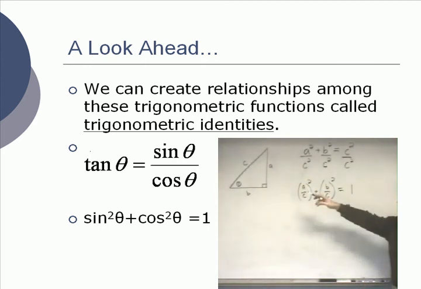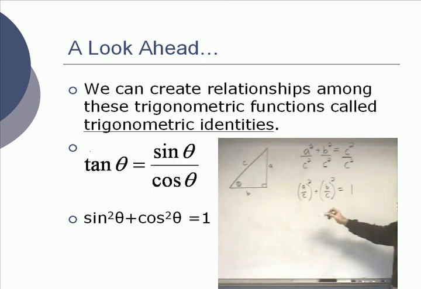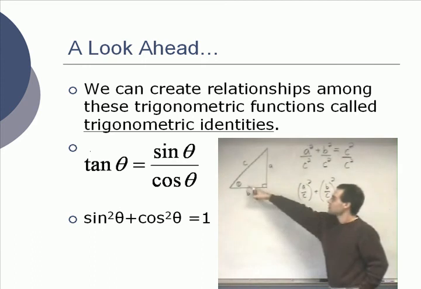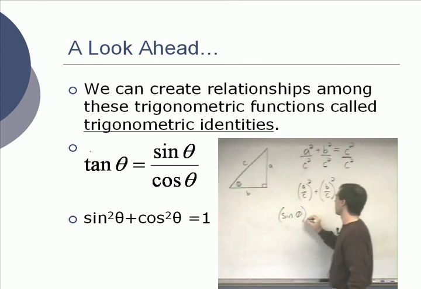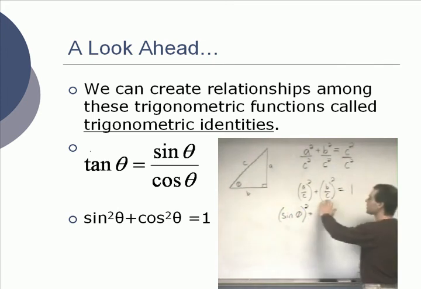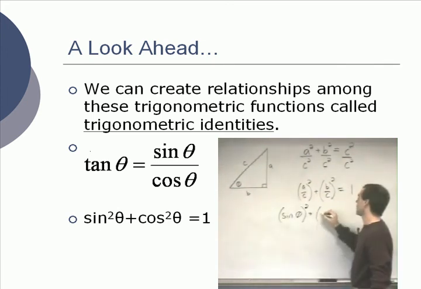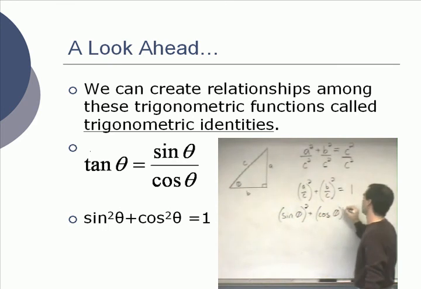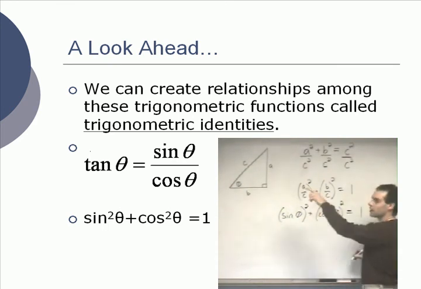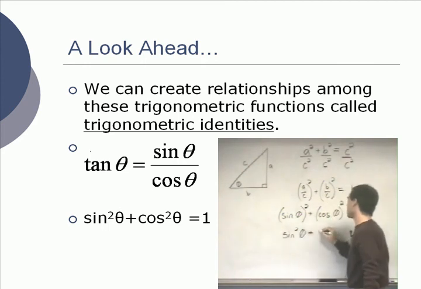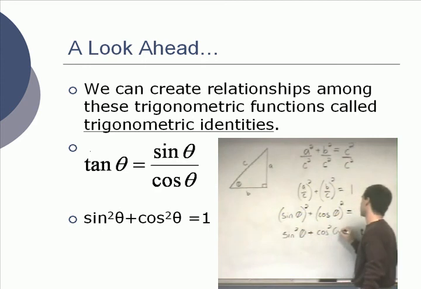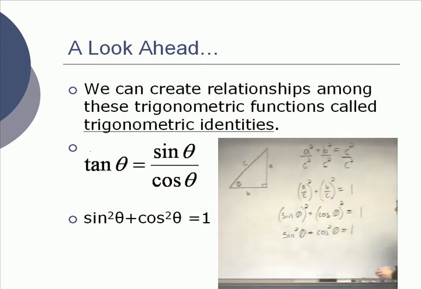Well, go back to that triangle and our angle theta. What is a over c? It's the sine of theta. B over c is cosine of theta. And so we write it in that form. We know that the sine squared of some angle plus the cosine squared of some angle equals 1. Okay.